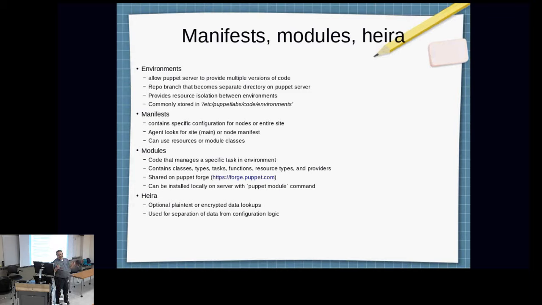Hiera is optional for plain text data or encrypted data lookup. So you can also put encrypted blobs in your code base so that you can keep the encrypted data in there, and it's actually diffable. You can see that it's changed. Now, you won't know how it's changed. You'll just know that, oh, that password's changed. Well, I don't know what that password is. I have to go decrypt it to get it. But that way you don't have to worry about, well, we have to maintain secrets outside of version control. You can maintain those secrets in there.